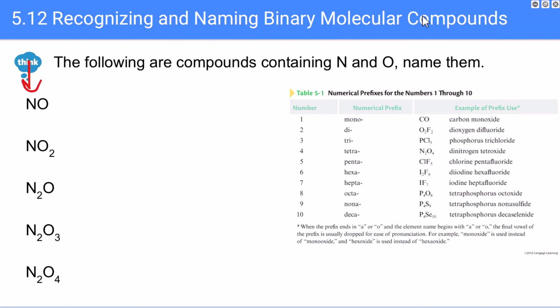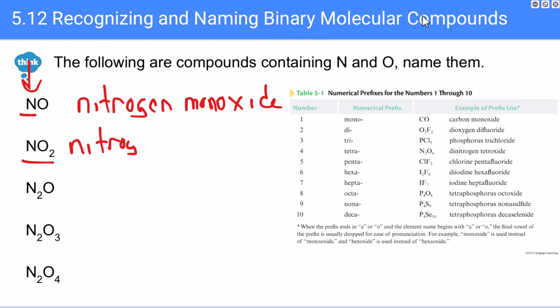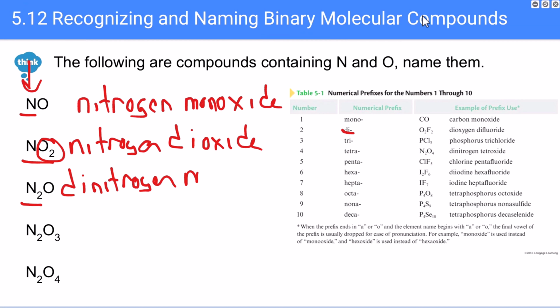So NO, all these are going to be some form of nitrogen, and it's going to have oxide. We don't use mono for the first prefix here, but we would for the second. So this is nitrogen monoxide. NO2, again, nitrogen. 2 oxygens here. The prefix for 2 is di, so this is nitrogen dioxide. N2O, we use prefixes for the first one if it's not mono, so this is dinitrogen monoxide.